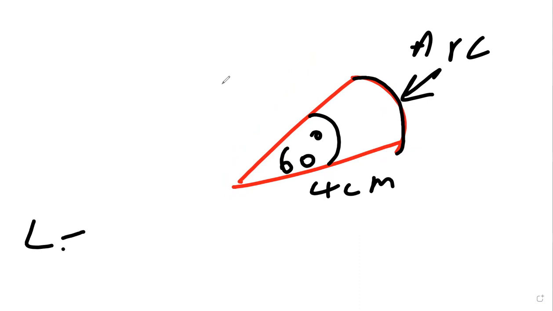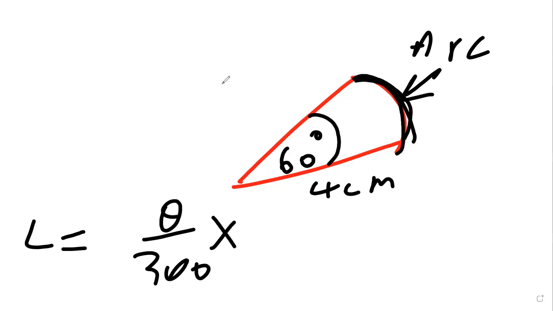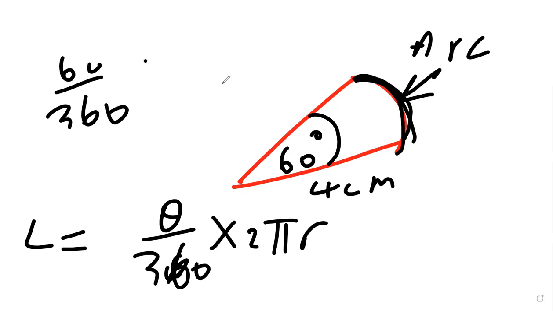Now, the length of the arc is equal to, since this is a part of the circumference, we treat it as a part of the circumference. So we say theta divided by 360 times the circumference formula, 2 pi r. All we need to do is plug our values in and find the length. So we say 60 divided by 360 times 2 times pi times r.